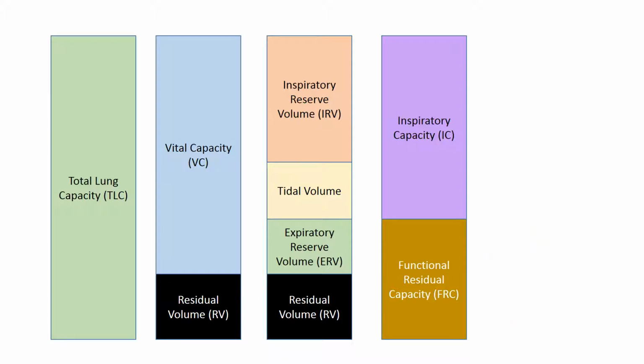So that is my summary of lung volumes and lung capacities. The lung volumes being inspiratory reserve volume, tidal volume, expiratory reserve volume, and the residual volume. The capacities being the total lung capacity, the vital capacity, the inspiratory capacity, and last but certainly not least, the functional residual capacity. Thank you very much.